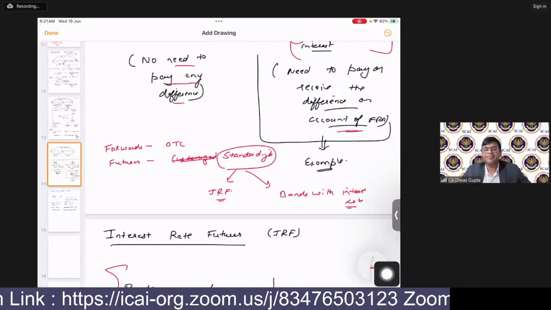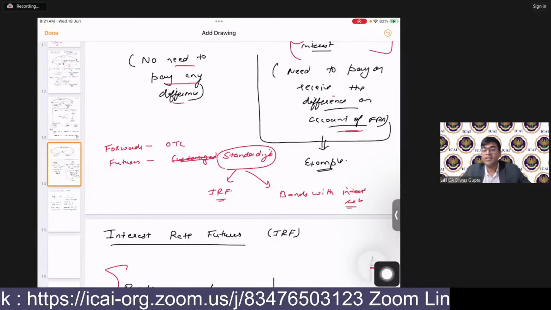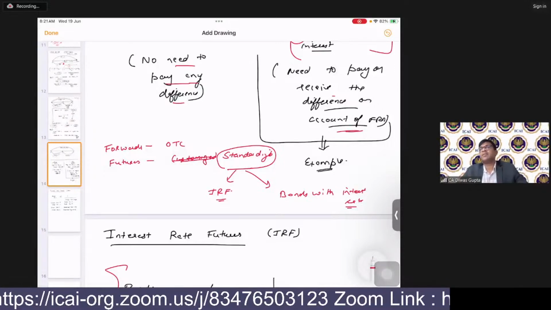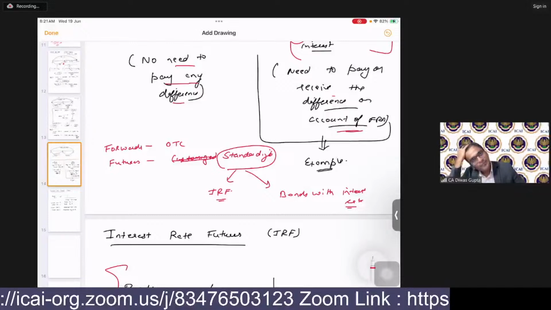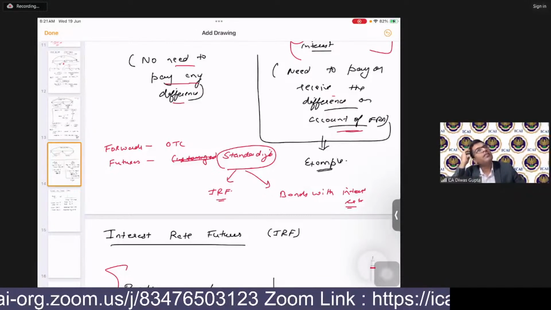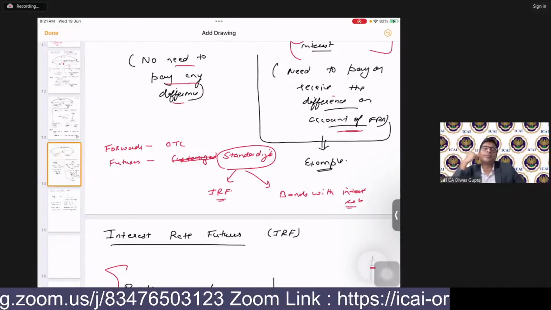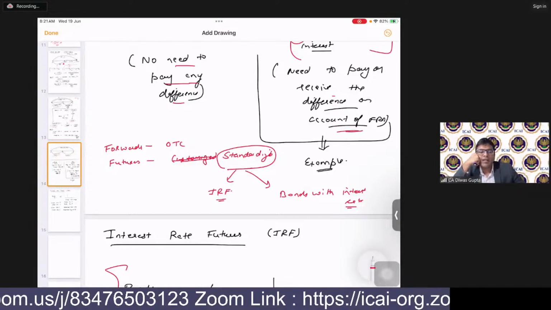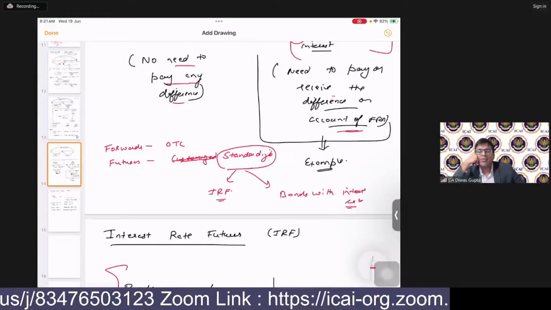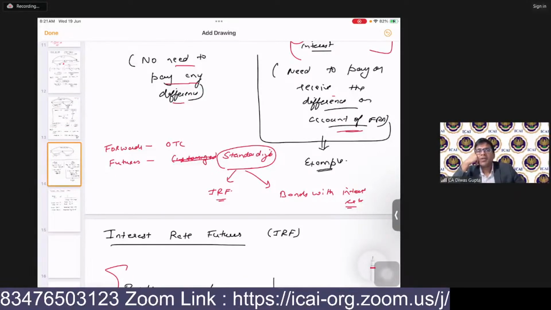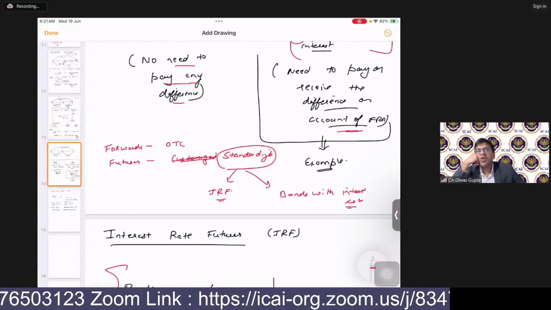In case, no, not sell. Please again try to understand. I'm saying, if the interest rate goes up, I will lose. If the interest rate goes up, I will lose. Simple. So then FRA, should I purchase or should I sell?